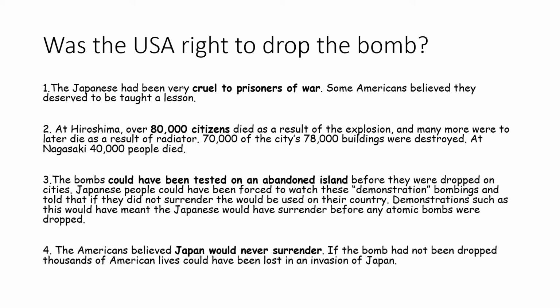Is it against? And finally, for this slide, number four, the Americans believed Japan would never surrender. If the bomb had not been dropped, thousands of American lives could have been lost in an invasion against Japan to try and stop the war. So is number four for or against dropping the bomb? Okay, so pause the video here, guys, and for each one of those, write it in the for or against, depending on what you think. So is each one of those points supporting dropping the bomb, or is it against dropping the bomb? Pause the video now and fill in the table.